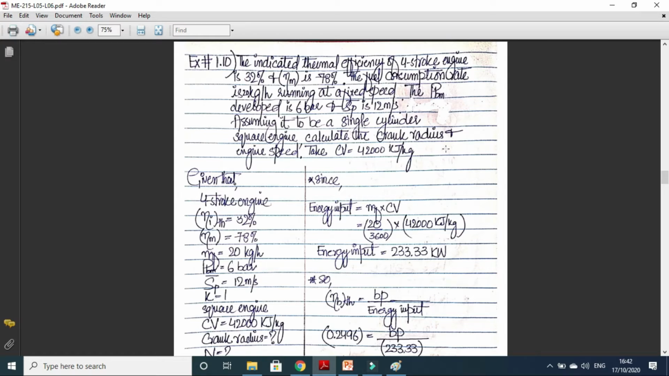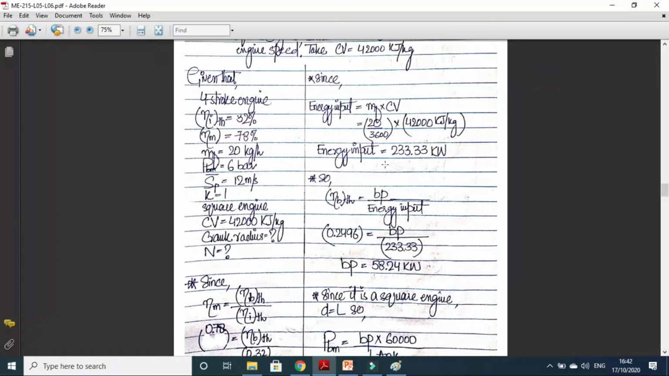Calculate the crank radius. So crank radius is actually half of the stroke length, L by 2, and the engine speed. You need to find the engine speed and the crank radius. So you need to find L, capital L, stroke length, and you need to find capital N. Take CV is equal to 42,000 kilojoule per kilogram.